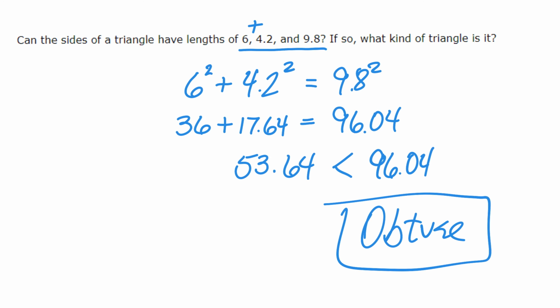So there you have it, guys. All the ones we did in the examples ended up being acute or obtuse, but remember, right is still an option. When we have a tie, it goes to the right angle, so we'll give it to the right angle.